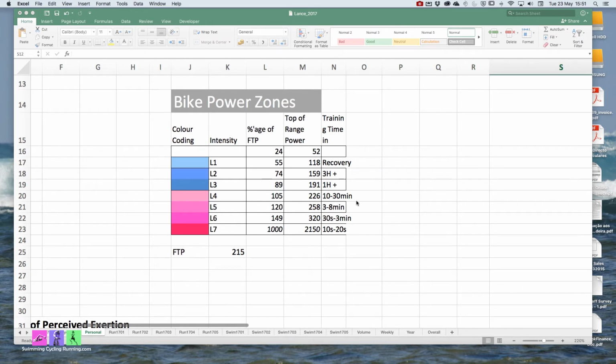You're not going to keep it up longer than that. If you go above that, level 5, it's 120% of threshold power, 3 to 8 minutes. Level 6, about 149, and 30 seconds to 3 minutes. And above that, you're just going flat out, and you're talking again that 10 to 20 seconds. Below level 4, we're looking at longer distance rides that we can do in comfort.